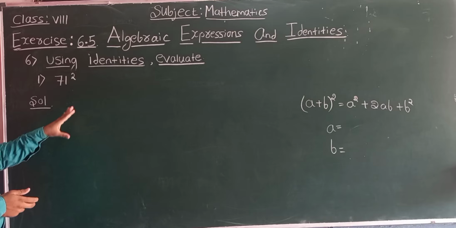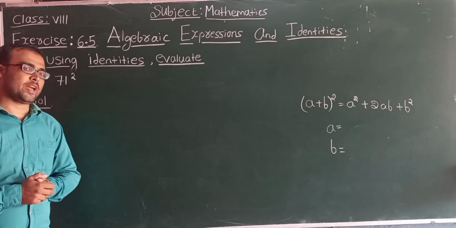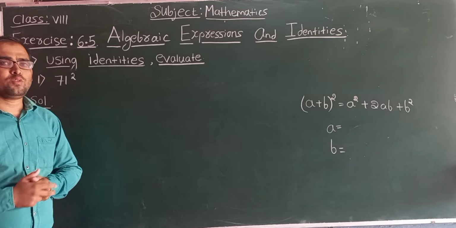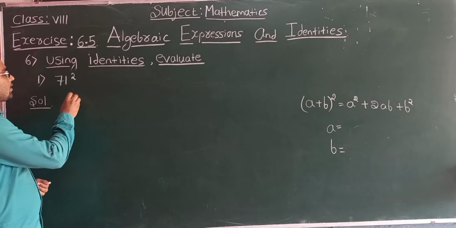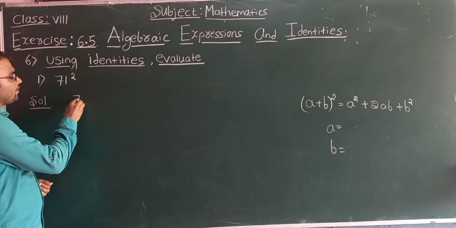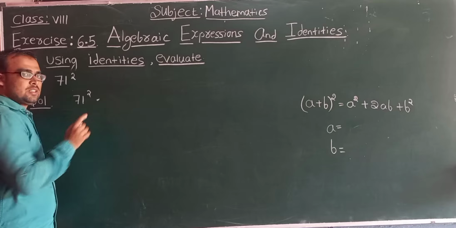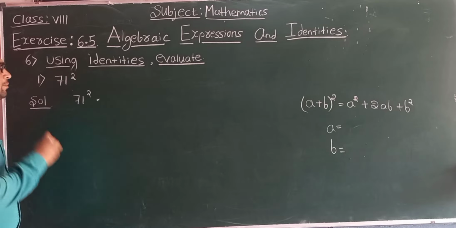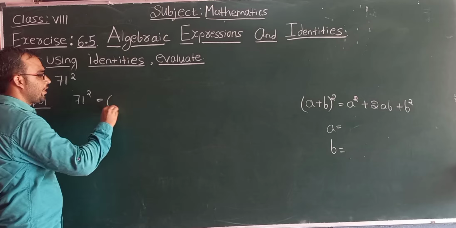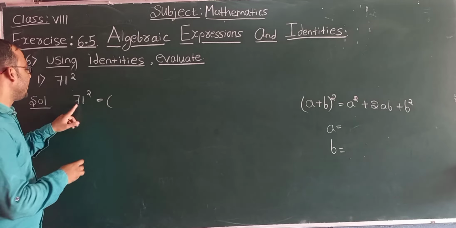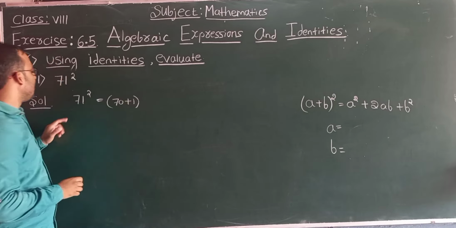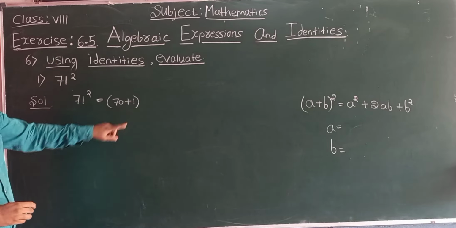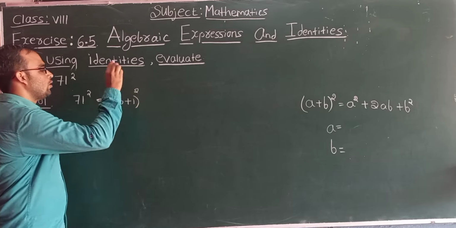First, they have given 71 square. We need to find the value of 71 square using the identities. Students, this 71 square can be written in the form of (a plus b) whole square. Look here, 71 can be written as 70 plus 1, and the square is there, so whole square.